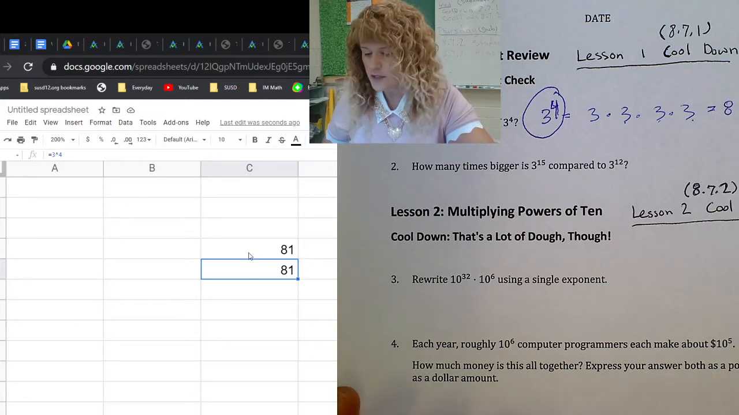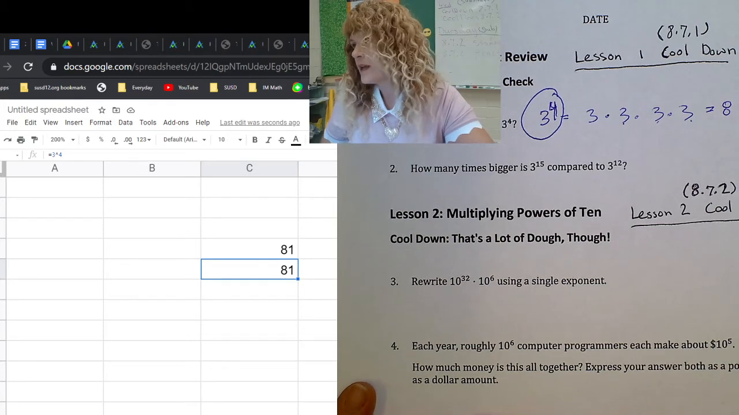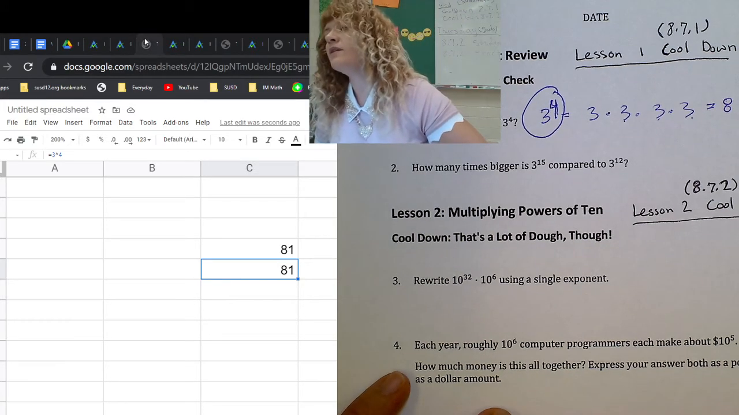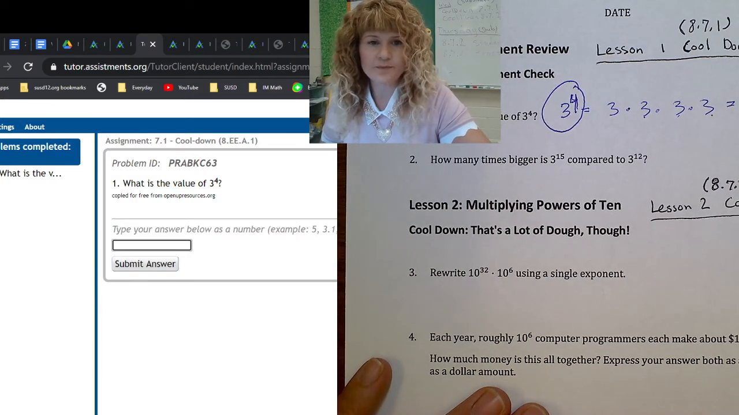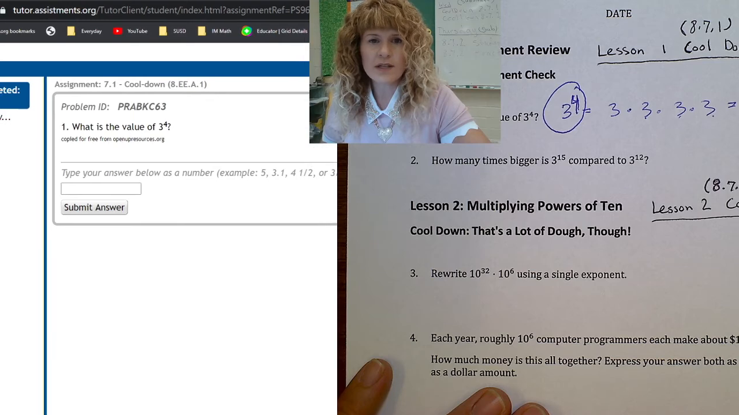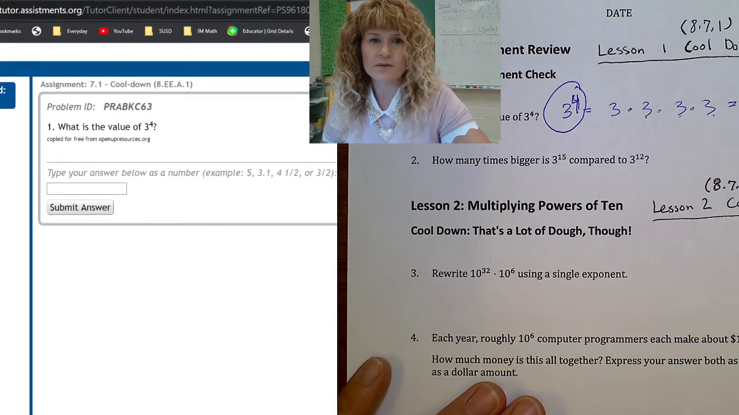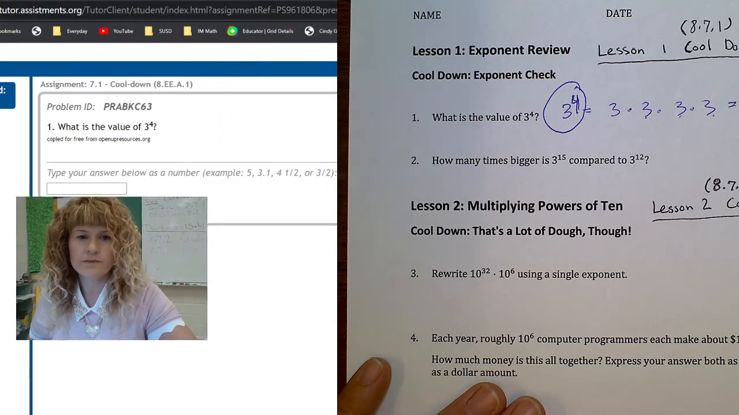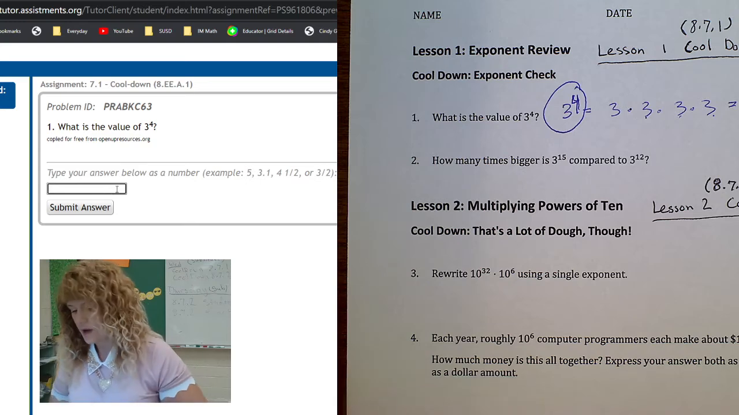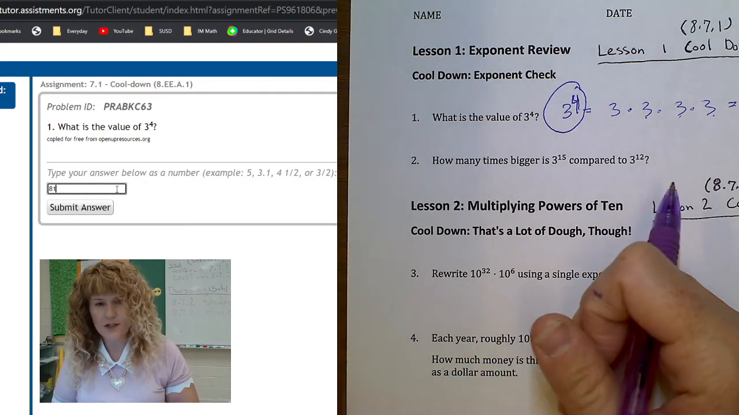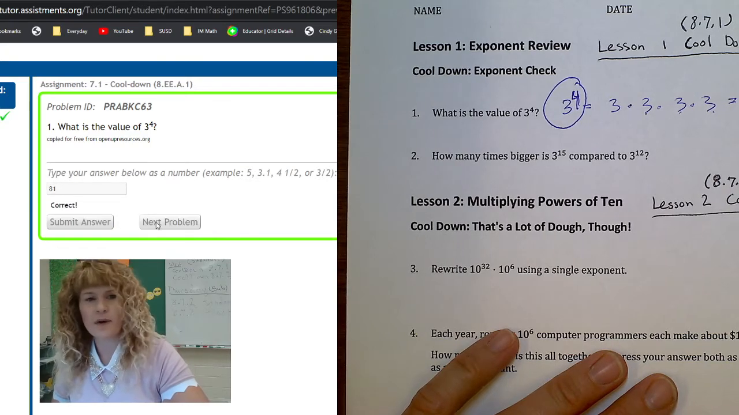Okay, so that's how you can use a spreadsheet to help you with this assignment. Let me go back to the assignment though. And here you need to type in the answer that you got. So what is 3 to the power of 4? I think you can do it because I just showed you how. Okay, type in your answer. I showed you it was 81, right? And then submit the answer. Go to the next problem.